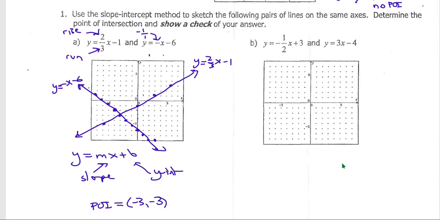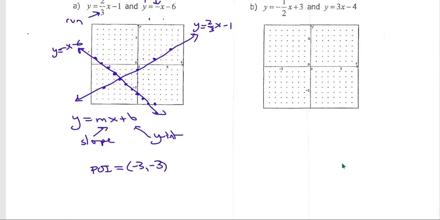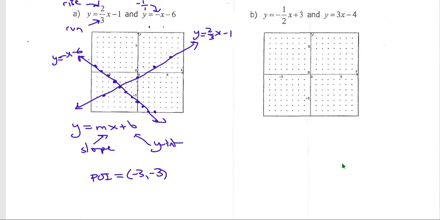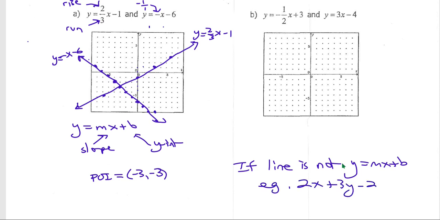Okay, and then the second example is the same. Now, if your line is not given in this form, so let's say your line is given in a different form, like standard form, so if the line is not y equals mx plus b, for example, if we gave you 2x plus 3y minus 24 equals 0, you need to convert to y equals mx plus b by rearranging the terms and then graph.